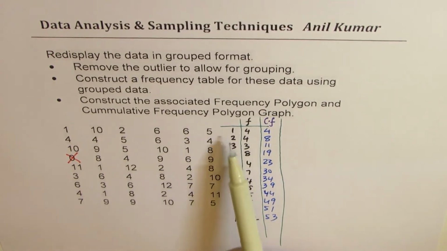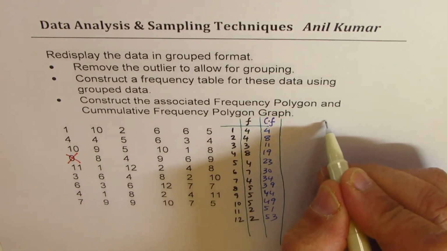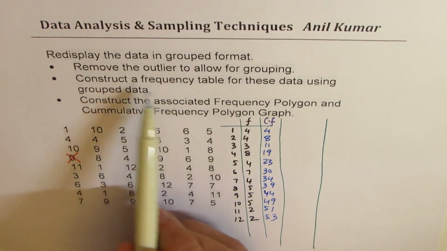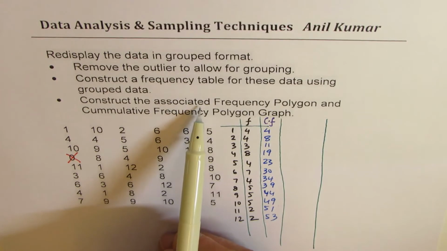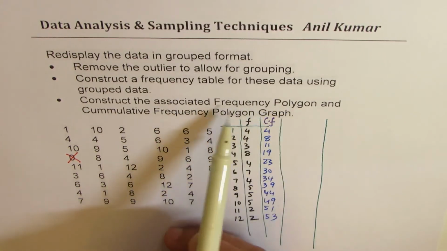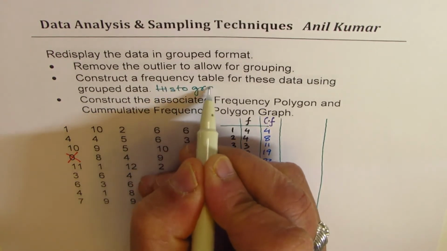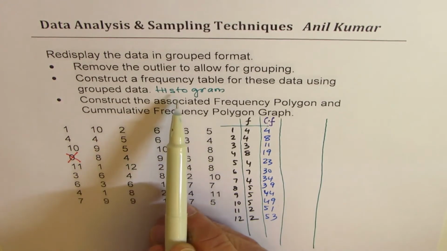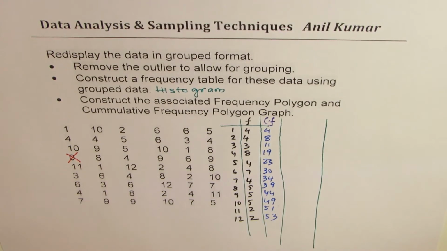Now, how do I make this kind of continuous data so that we could make a bar graph, a histogram, right? So when we talk about constructing frequency table for these data using group data and construct associated frequency polygon, I'll actually also make a histogram. Let me add that here. So for a group data, histogram we are going to make, and then joining the middle values, we get frequency polygon. Perfect. That's what we'll do.